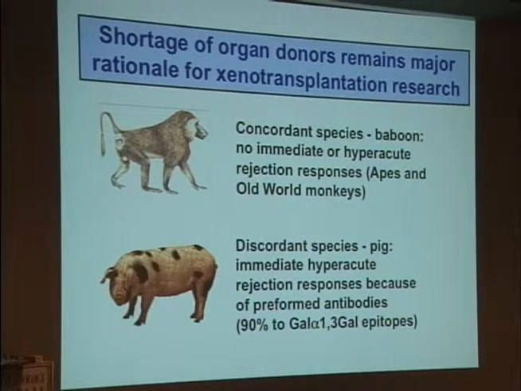People die on waiting lists. They're on waiting lists for 1 or 2 years, and they die. So if there was a way to give them a graft off the shelf from a primate or a pig, obviously that could be life-saving. We don't like doing grafts from monkeys and Old World monkeys or apes. They're concordant. They don't have acute rejection because they have the same alpha-gal patterns that we have.